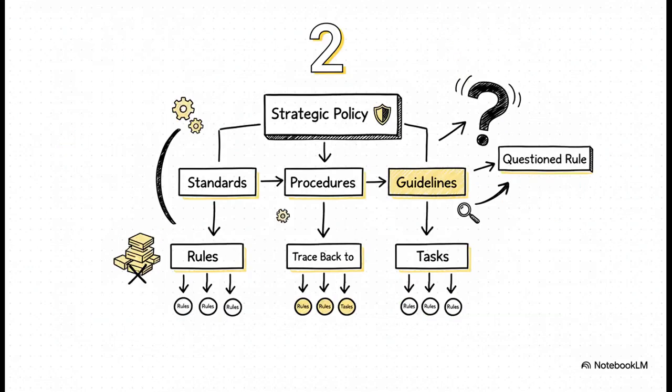Okay, principle number 2. This one keeps us honest. Trace everything back to the why. If you have a rule or a procedure that doesn't clearly connect back to a core policy, that why we talked about, then it's probably not security. It's just bureaucracy. And nobody wants that.